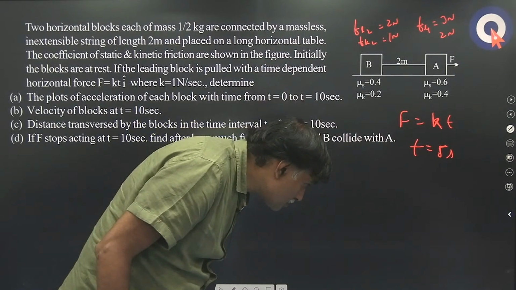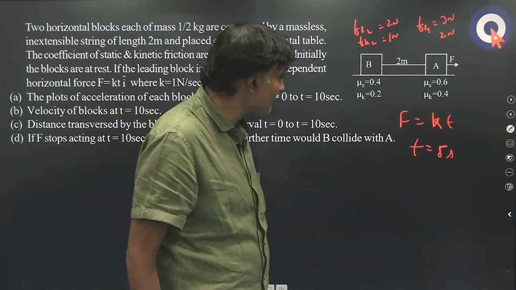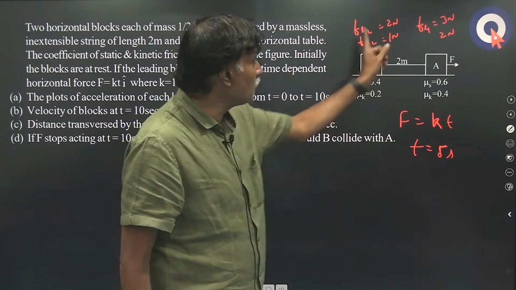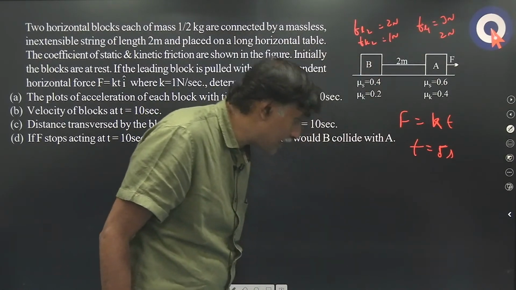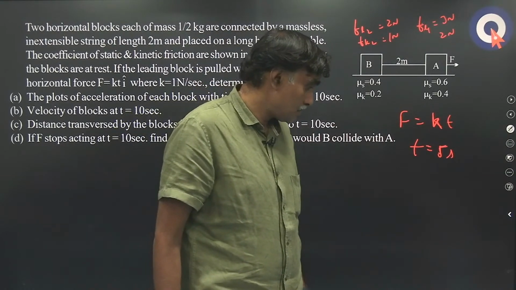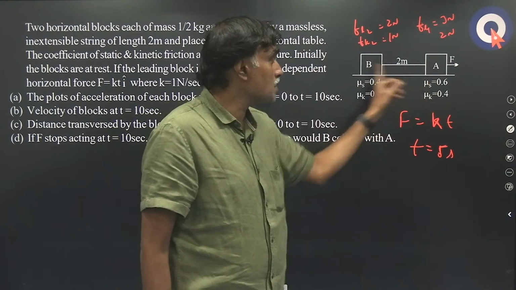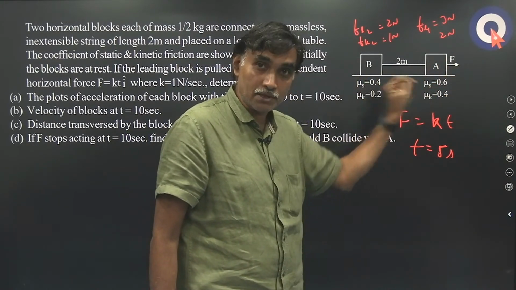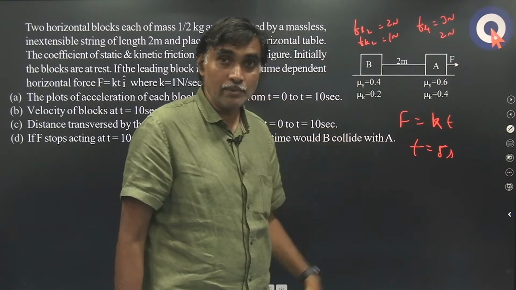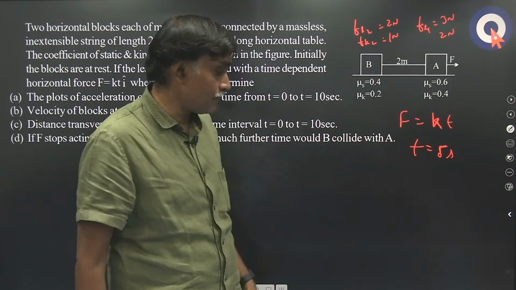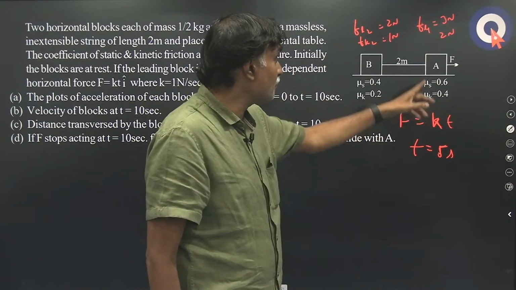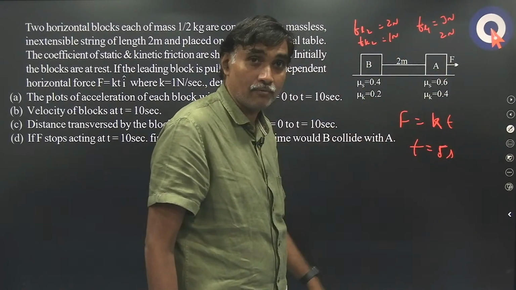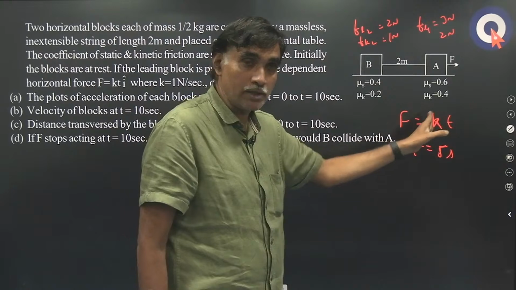Kt equal to the sum of the two limiting frictions you should write, not the sum of the two kinetic frictions. Not 3, it is 5. Both the blocks start moving only when the applied force is greater than the sum of the two limiting frictions. Equal to limiting friction, they are just about to move. So what is the sum of the two limiting frictions? It is 5 Newton. So these two start moving only when kt equal to 5. K is 1, they have given, so t equal to 5 seconds.